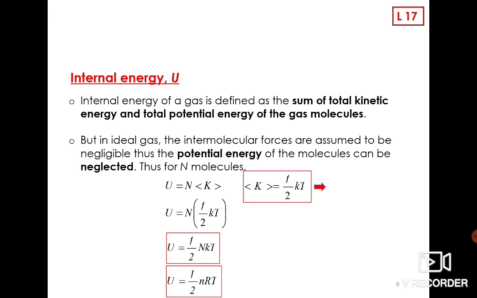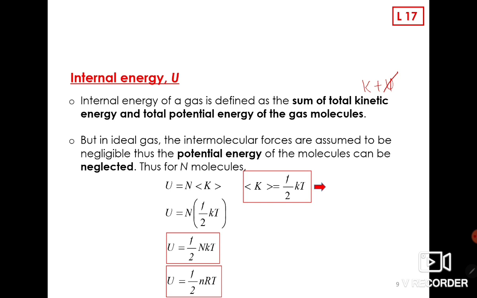Okay, so now we'll discuss internal energy. Internal energy is the sum of total kinetic energy and total potential energy of the gas molecules. Sum of, so it is K plus U. But in an ideal gas, the intermolecular forces are assumed to be negligible. Thus, the potential energy of the molecules can be neglected. So, U can be neglected.